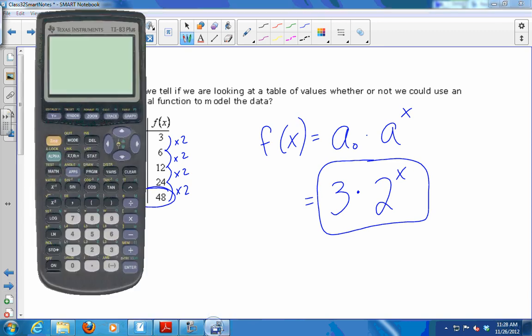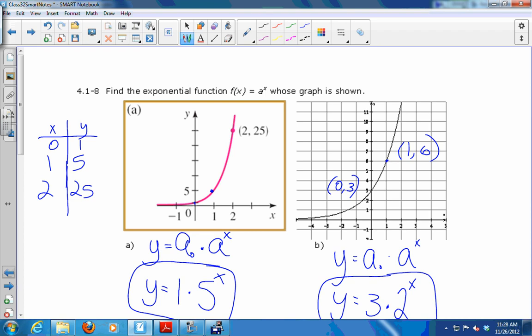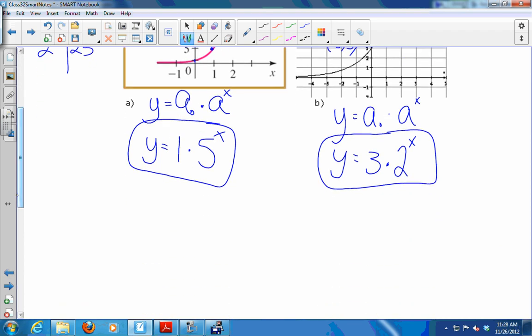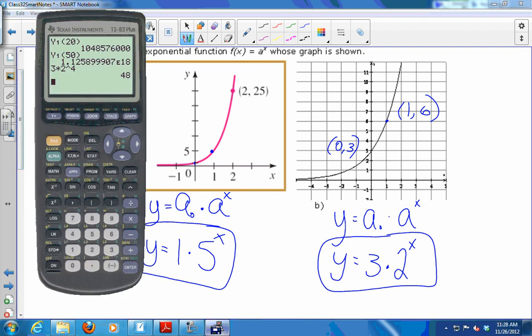3 times 2 to the 4th. So if you just pull up your calculator, type it in. 3 times 2 to the 4th, and I get 48, just like my table says. So you always have a way to check if your formula is correct. We could have done that here too. Here's my formula, 1 times 5 to the x, and the point 2, 25 should be on there. So if I do 1 times 5 squared, yep, I get 25. Just plug in a 2 for x, I should get the appropriate y value.